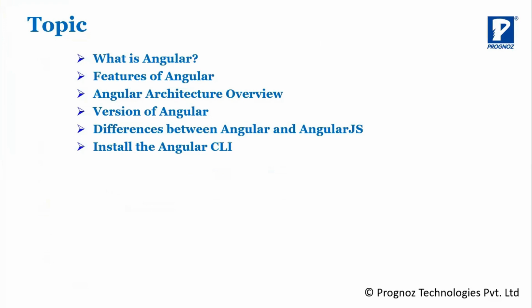So what is Angular? Then we are going to discuss the features of Angular, the architecture overview, the different versions of Angular, and the difference between Angular and AngularJS. The first version of Angular was AngularJS. The very first version that was developed was AngularJS. And now we are using Angular. Whenever we develop Angular applications, we have to install the Angular CLI, and then we can create the Angular project.